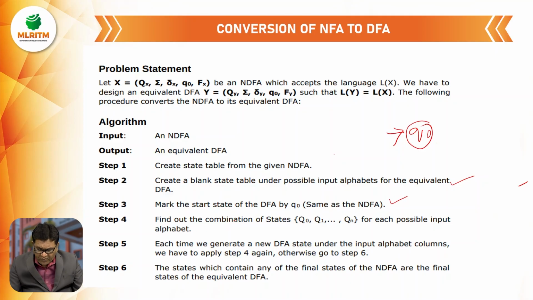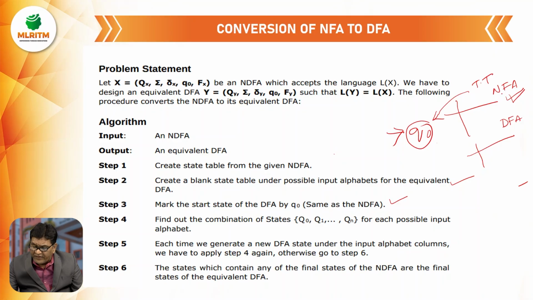Step 4. Find out the combination states Q0, Q1, and so on up to Qn for each possible input alphabet. First of all, we create the transition table for the NFA. Next, the transition table for the DFA with all possible combinations. Create the transition table by using the transition diagram. From the transition table of the NFA, we create the transition table for the DFA, which I will explain later.